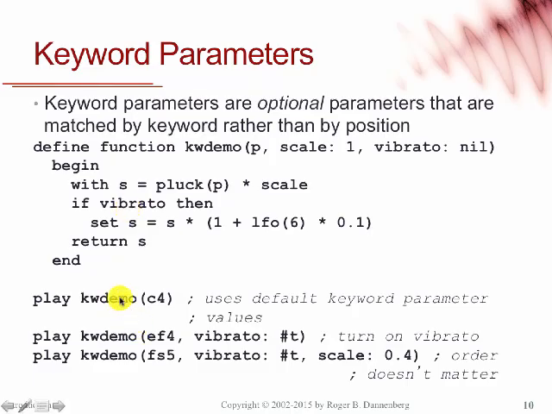And we can call keyword demo with no keyword parameters, in which case we get default values. We can call it with one keyword parameter for vibrato, which notice we're skipping scale and we're just setting vibrato to true. By the way, the pound sign T is a constant meaning true in SAL. And we can even provide the keyword parameters out of order. So here we're saying vibrato is true, scale is 0.4, and that works too.